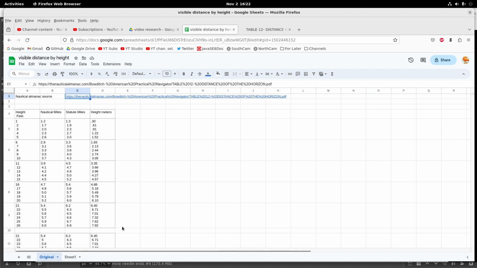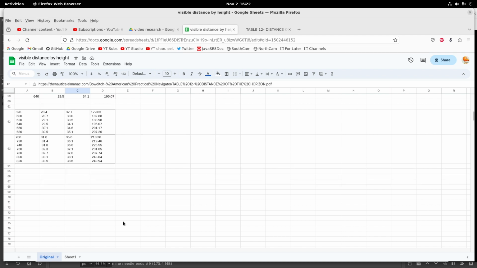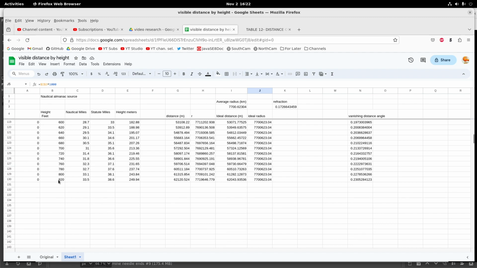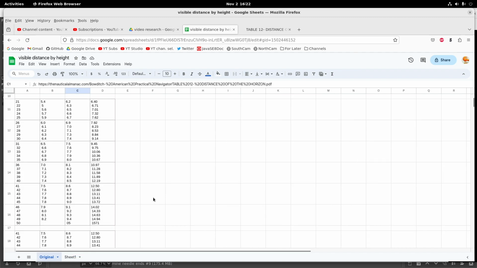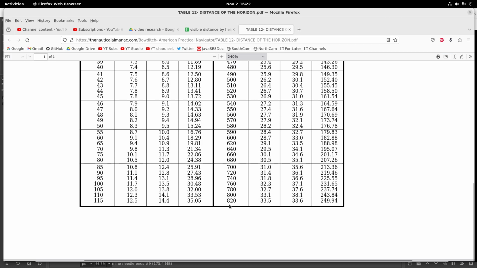The original worksheet is a direct copy of what my phone has extracted. And then I had to take this and copy it over here. So it goes as far as the full 820 feet above mean sea level, I guess.